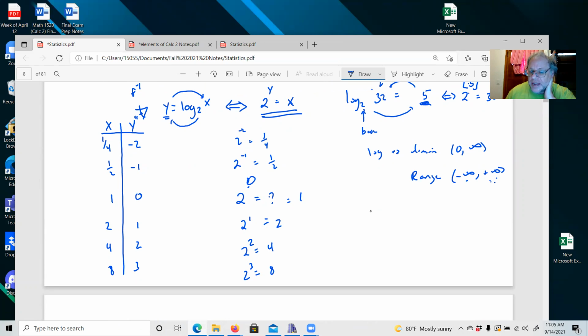And then remember we had an asymptote at y equals 0. We had a horizontal asymptote at y equals 0. When we flip it and we look at the inverse function, we're going to have a vertical asymptote at x equals 0.